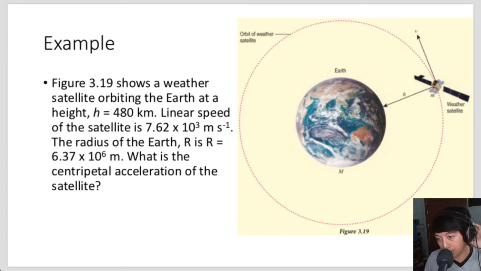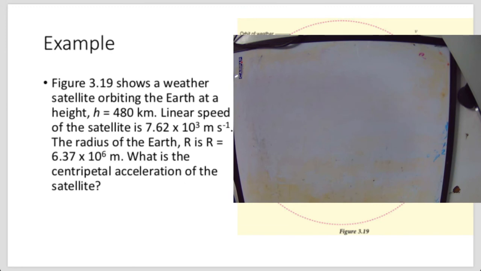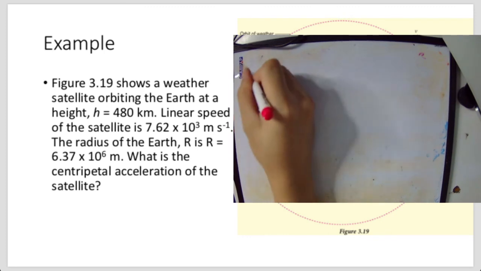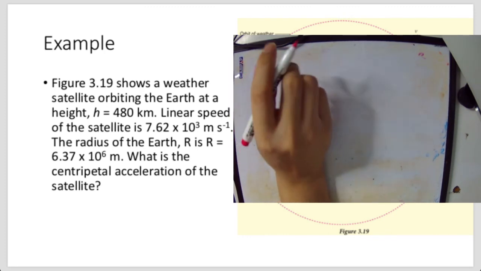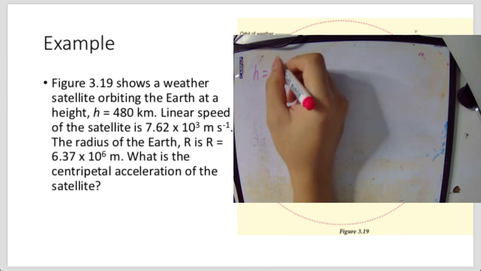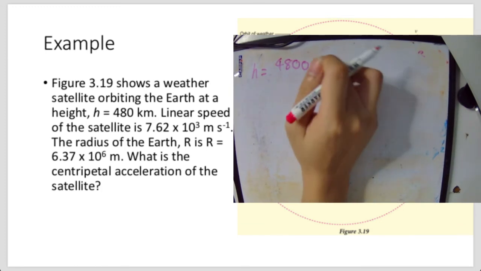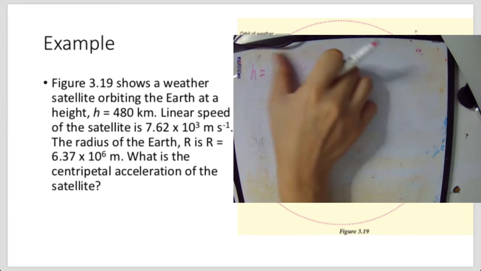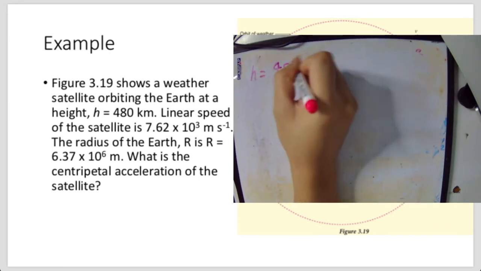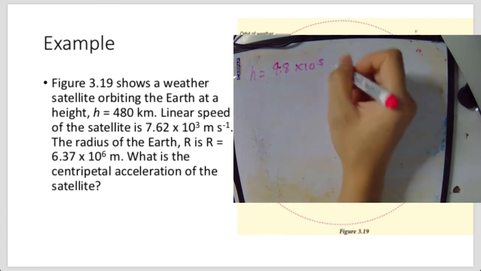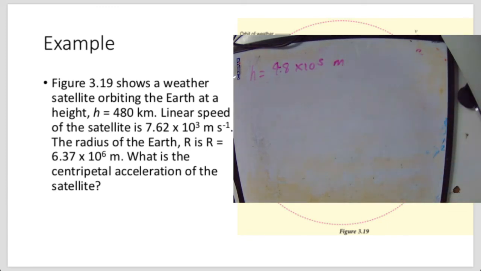And so centripetal acceleration of the satellite. We could use the whiteboard and figure this out. Let's see what information we already have. We have the height, which is 480 kilometers, or 480,000 meters, or 4.8 times 10 to the power of 5 meters. Whichever way you want to write it out. Since the other numbers are using standard form, I'll use standard form as well.